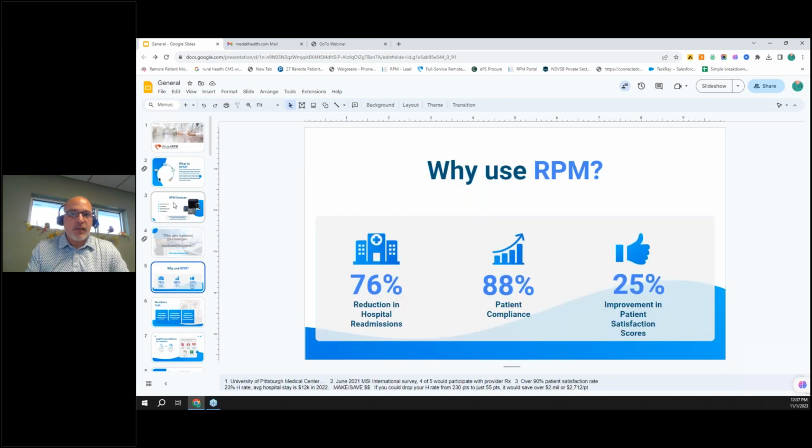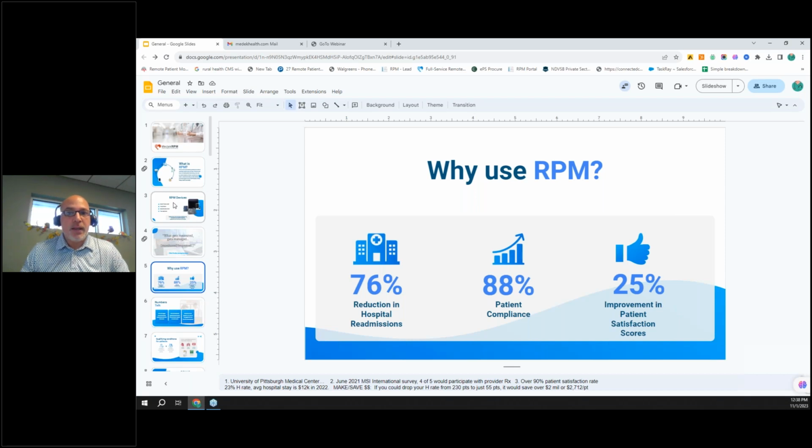And how does that really reveal itself in our patients? Well, what we've seen through a University of Pittsburgh Medical Center study is a 76% reduction in ER visits, hospitalizations, and rehospitalizations. So we boast here an 88% patient compliance. So if you are having challenges with your patients becoming compliant, making sure that they are not hospitalized or rehospitalized, this is an excellent tool.